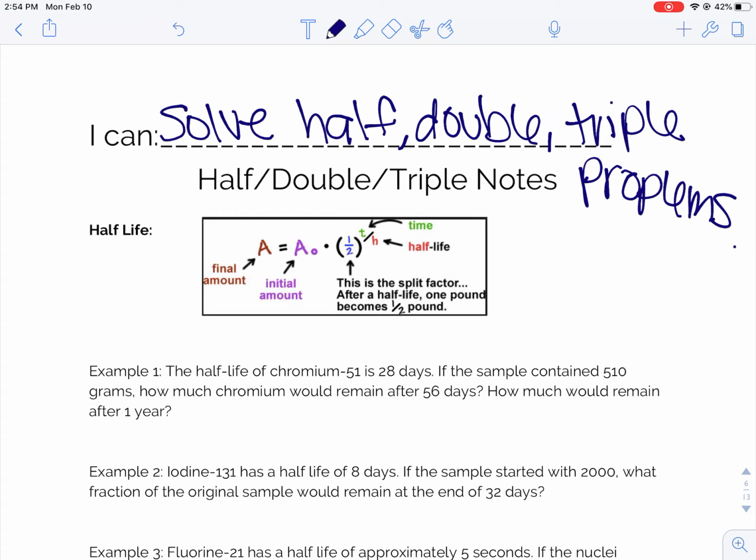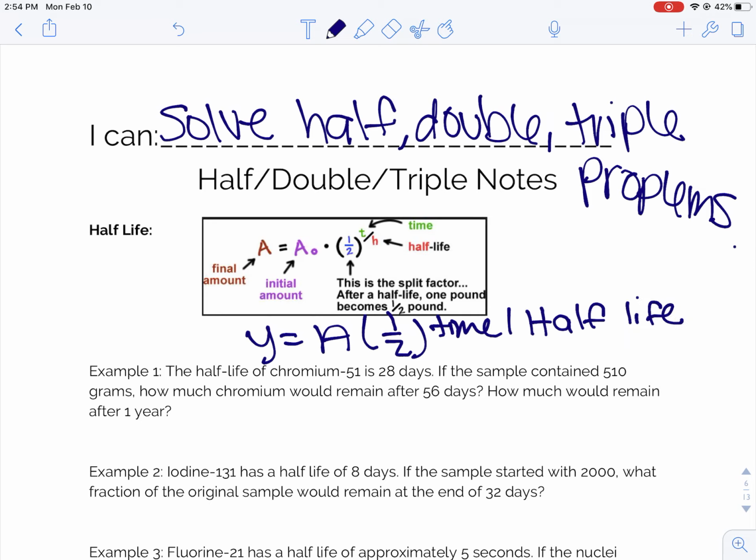All right, guys, we're going to look at half, double, and triple problems today. So I gave you the formula for half-life. They could also just say that this is y equals a times 1/2 raised to your time divided by your half-life. So if you like it written better like that, you can.